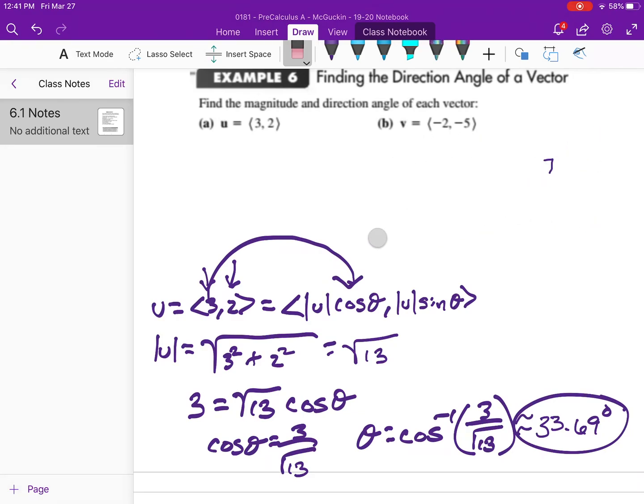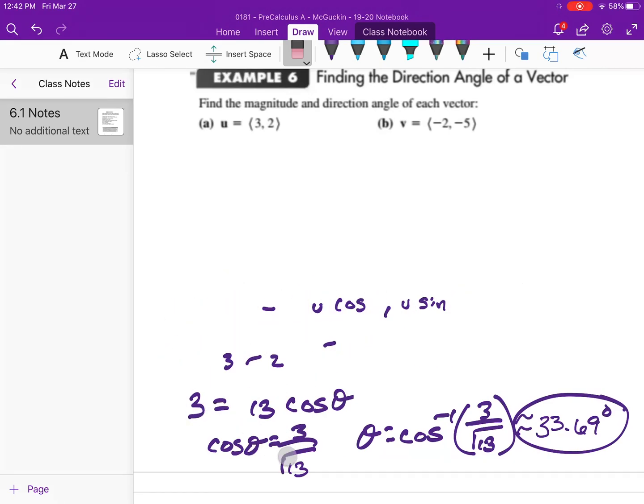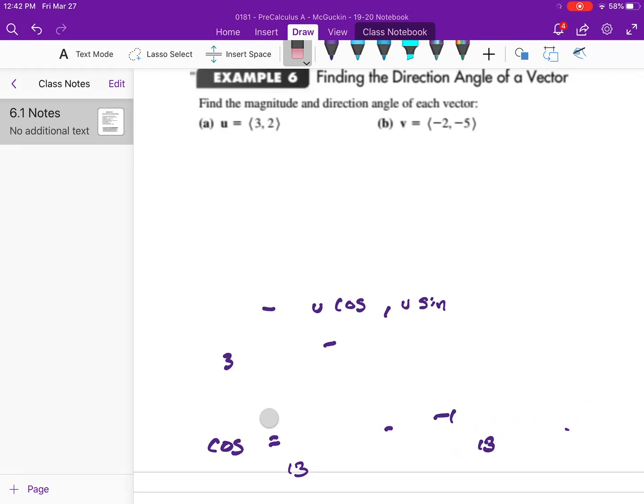So for part B, we want the exact same concept. We want to go ahead and be able to find the magnitude and the direction angle for the vector V. And in doing so, we're going to basically do the exact same concept, just have to take into account a little bit of a different aspect.